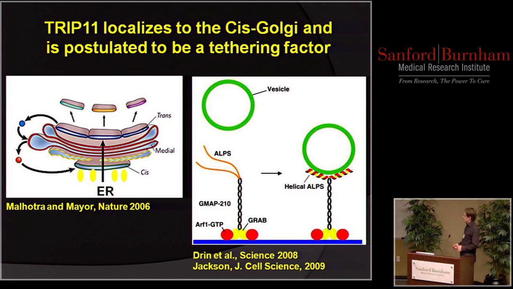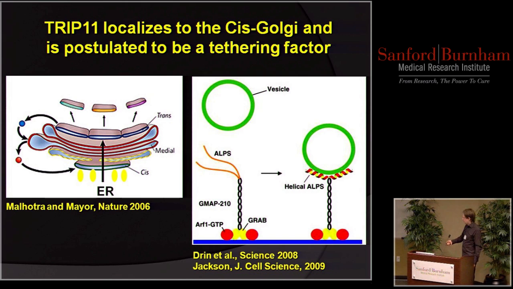Now, TRIP11, despite its name, is a membrane trafficking protein. It belongs to the Golgin protein family, and it localizes on the cis side of the Golgi, where cargo vesicles from the ER are accepted. It has been postulated to be a tethering factor. So it would dimerize. One other name of TRIP11 is GMAP210.